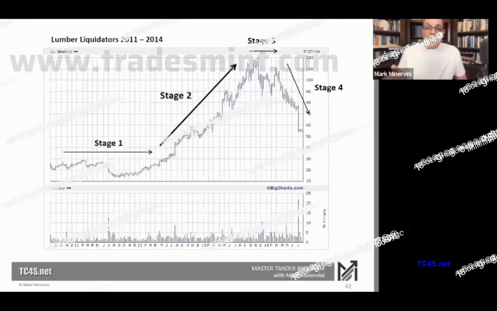Weight Watchers, of course, Lumber Liquidators, like we talked about before. Here's another thing I want to point out. You're going to see a lot of times I'm going to show you the same stock. And the reason why is that we're going to build on it. I'm going to show you it in the stages.